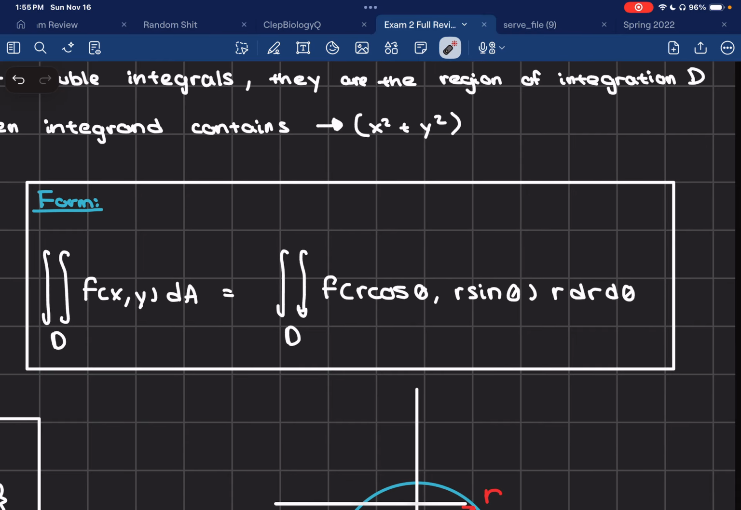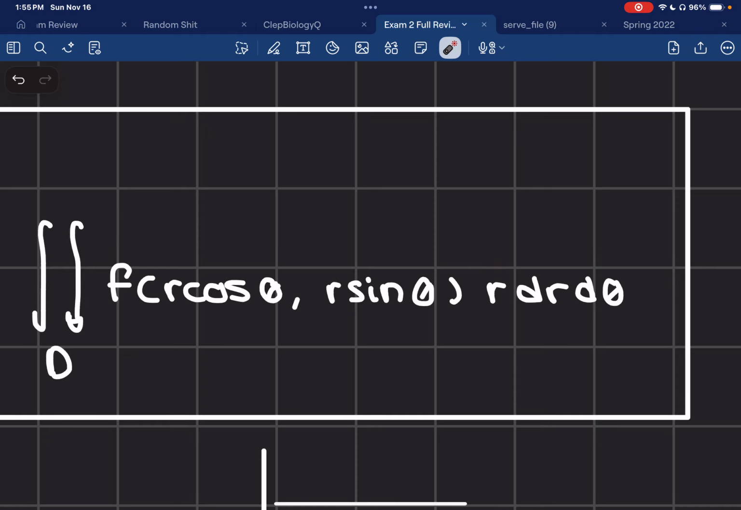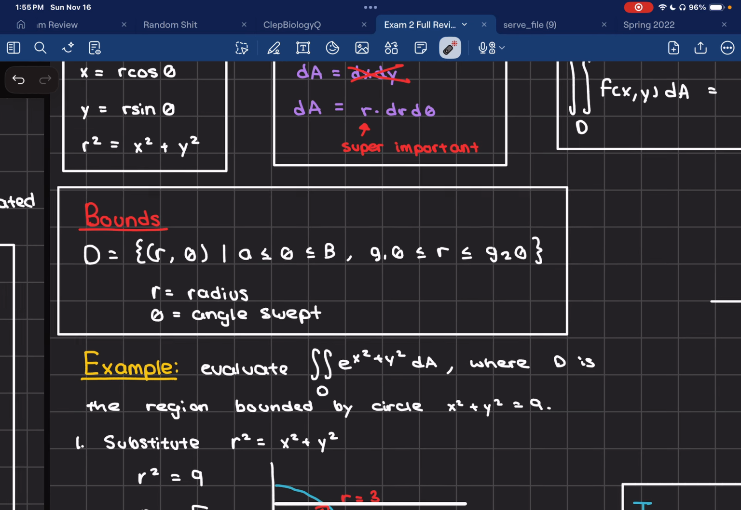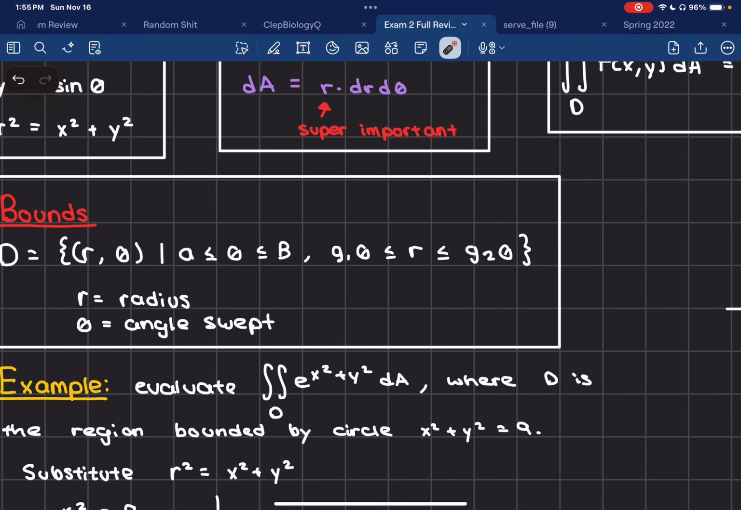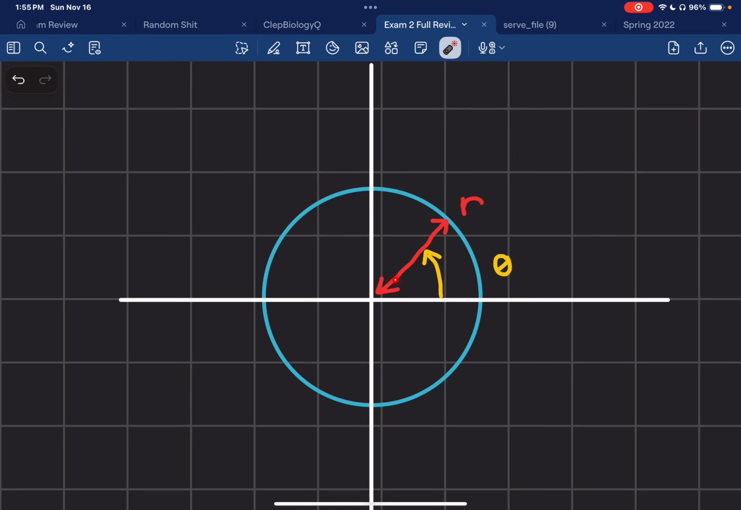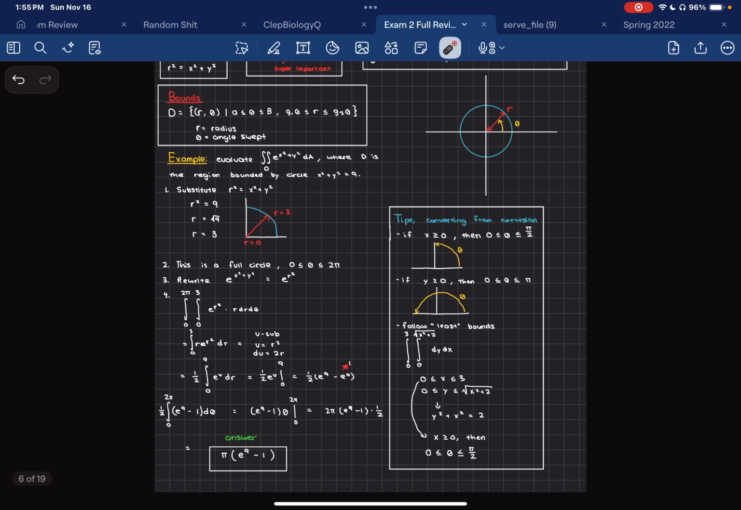As you can see, it now changes. It's now f of r cosine theta, r sine theta, and again, the r. So here are our new bounds. As you can see, the r bounds are now a function of the theta. And here's a better way to see it. You see, your r is going to be your radius, and your theta is the angle that's swept across this circle.